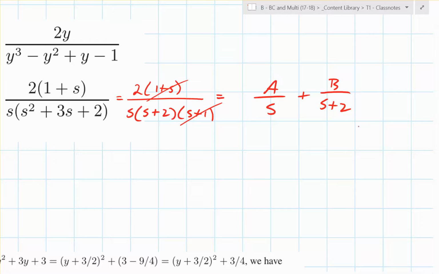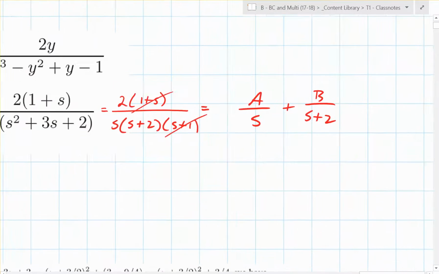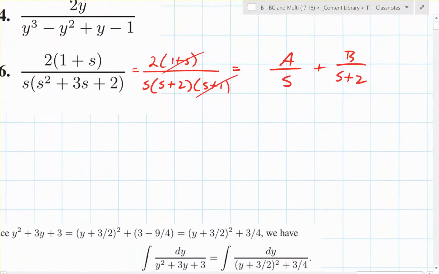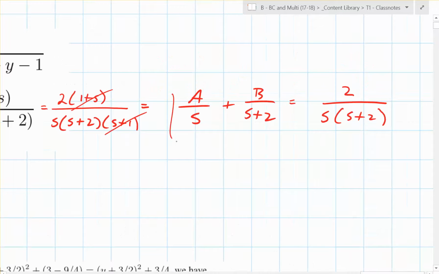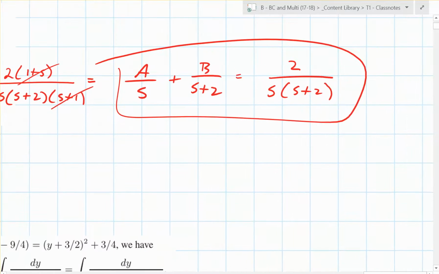Saturday morning, everybody. Okay. Is that where you got to, Josh? So now what did you do? You set this equal to? I just multiplied by S times S plus 2. So this is what we're trying to solve? So yeah, you multiplied both, and what'd you end up with? A times S plus 2 plus B times S is equal to what? 2.